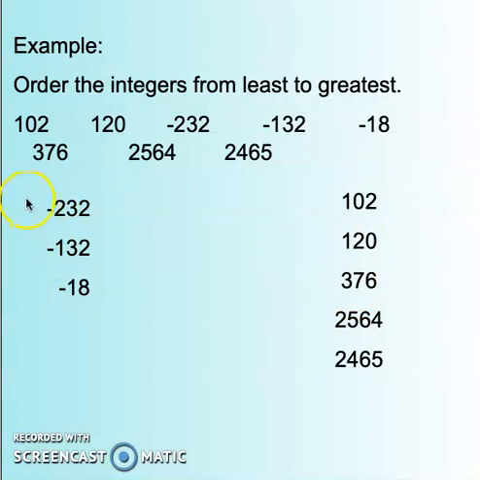Now remember, in the negative category, the bigger the number looks, that means the further from zero it is, and that means that it is the least number. The opposite is true when we're on the positive side. On the positive side, the bigger the number looks, the greater the number is. It is bigger, okay?